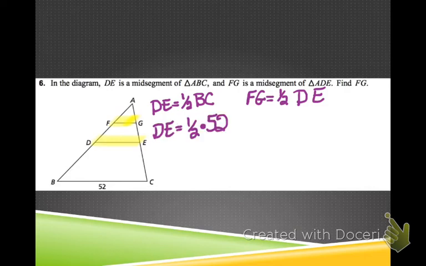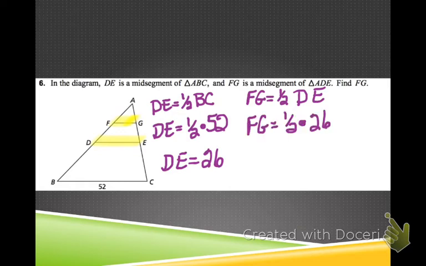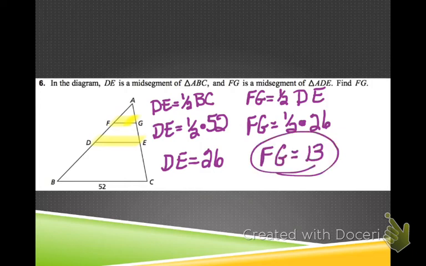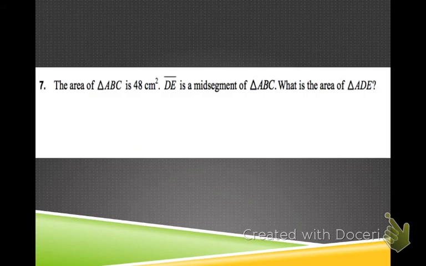So I'm going to say DE is 1/2 of 52, which gives me 26. I'm going to put that in my other equation, and FG is going to be 1/2 of 26. So FG is going to be 13 units long.